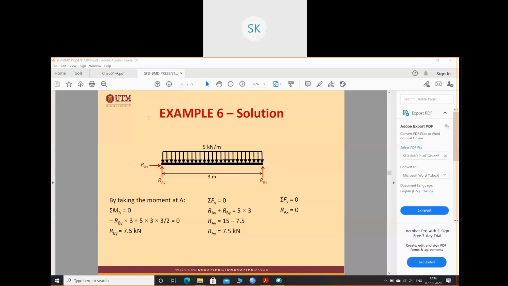Anyone from section A? Should I explain the support reactions? How we need to find the support reactions, or should I move on?